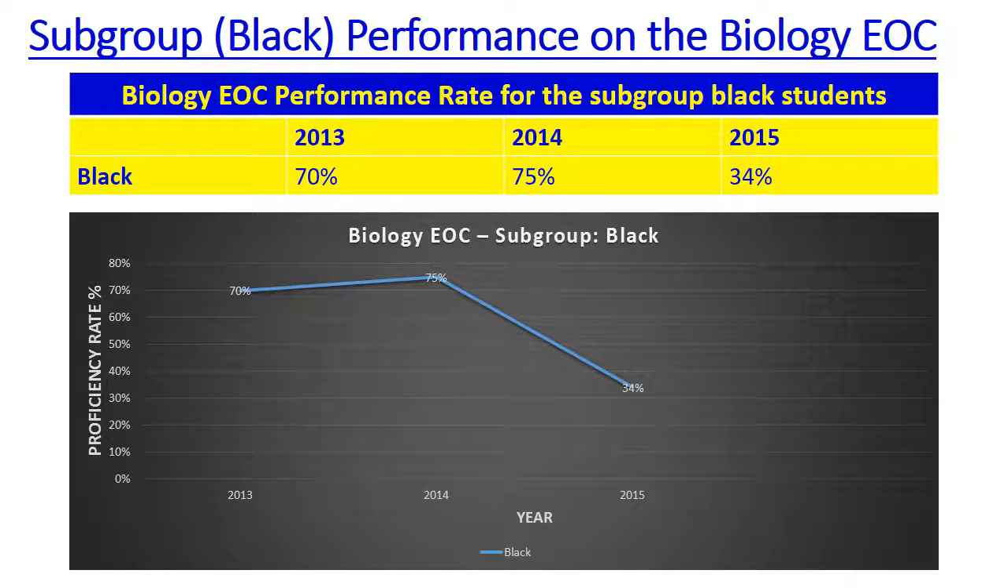Moving on to our black population in biology, the EOC scores are a good amount of points below the white population. However, in 2013, 2014 seems acceptable at 70% and 75%. However, the 2015 drop is much more drastic than the white population at 34%. This is a red flag.